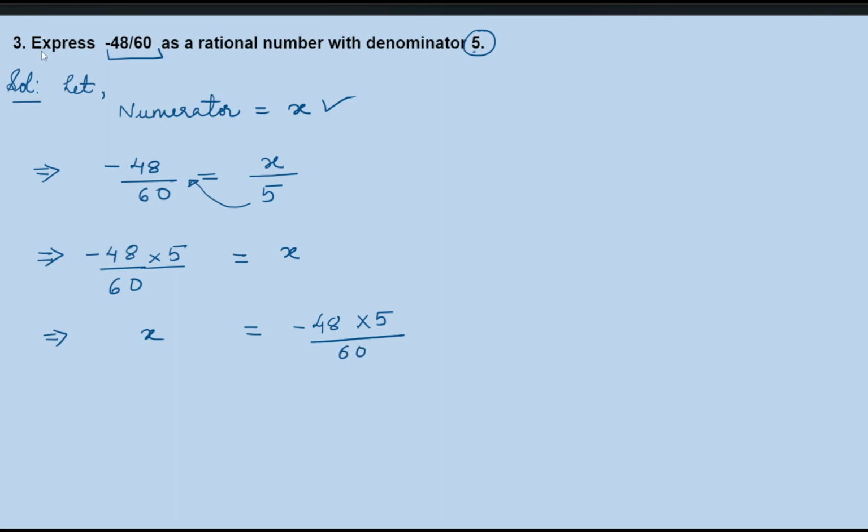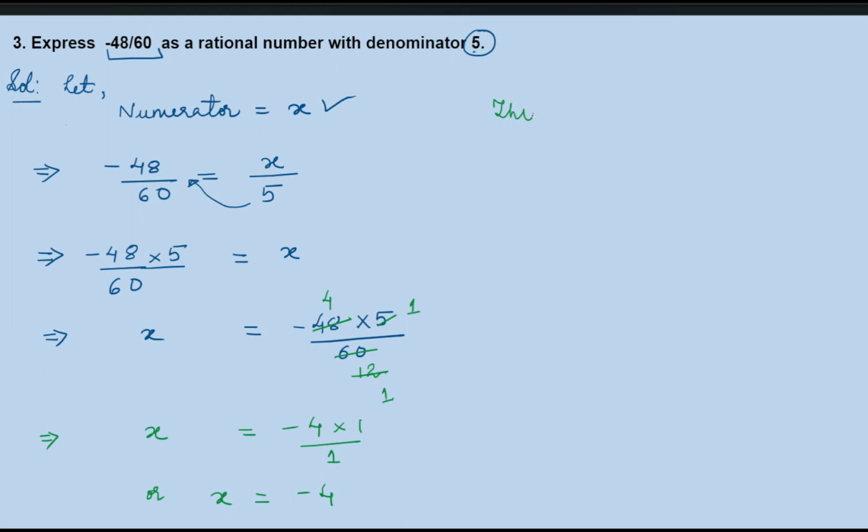Now let us do some cancellation. So 5 ones are 5, 12 times 60. We know 48 comes in table of 12 for 4 times. So you get here 4. So you have the value of x as minus 4 into 1 by 1. So this is nothing but x is equal to minus 4.